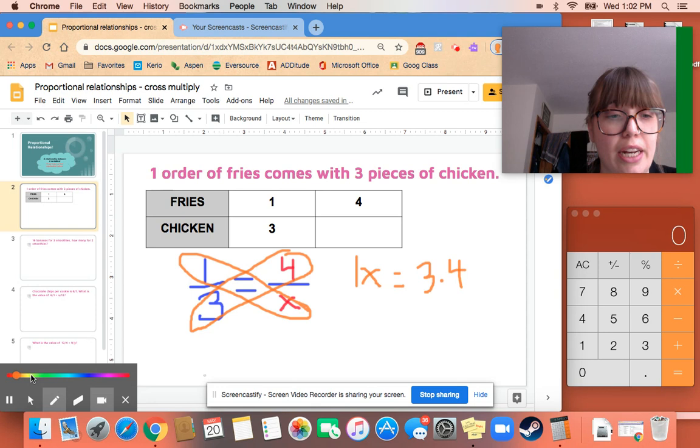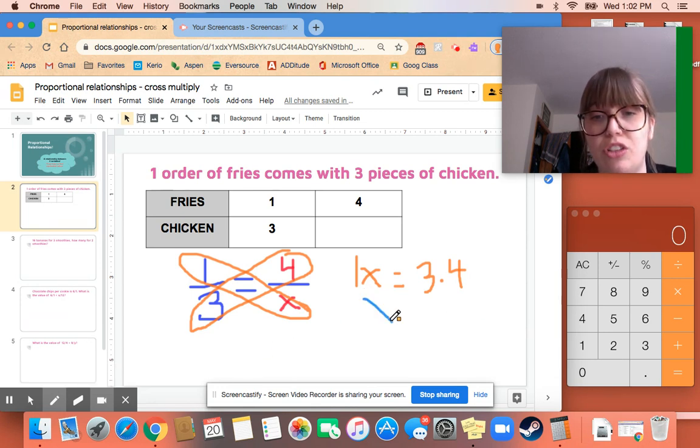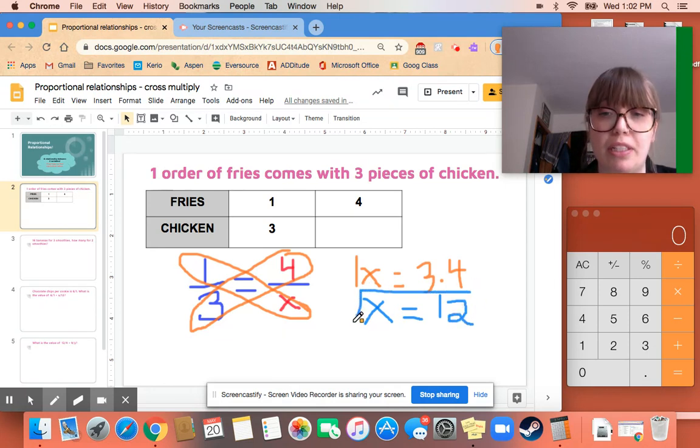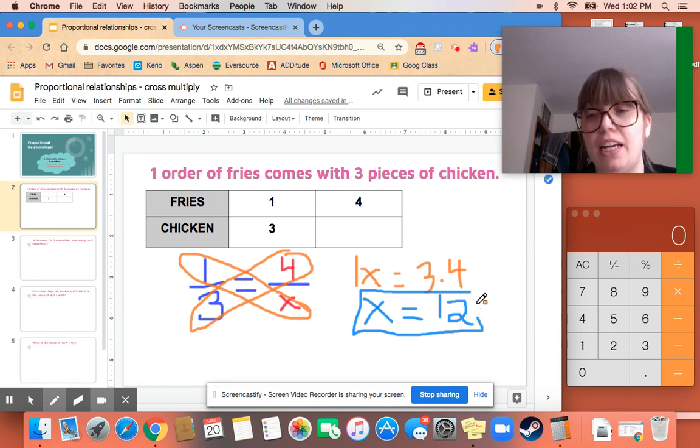Cool. And now we just have to do some solving. 1 times x is just 1x. And 3 times 4 is 12. You can use a calculator if you need to. So this one's actually pretty simple because I don't have to do any dividing. I just have x equals 12. So if I ordered 4 things of fries, I would get 12 chickens with it.